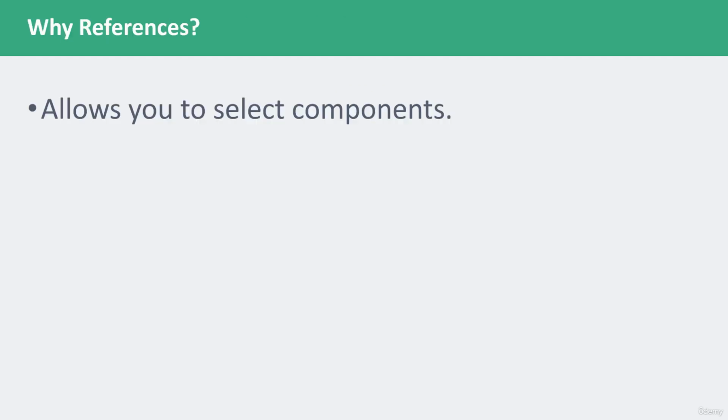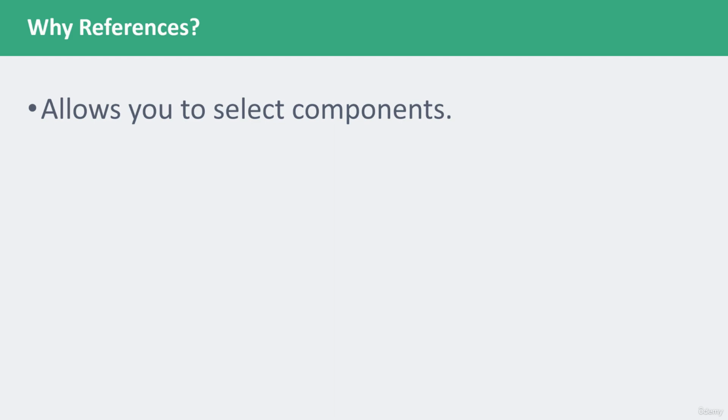There are a few reasons for using references. The first reason is because they allow you to select components. Components can expose methods and properties to references. It opens the door for some interesting features and design patterns. You'll see an example in the next lecture.